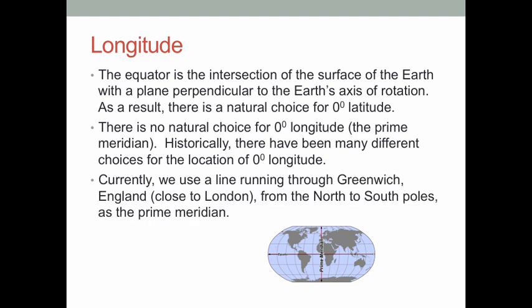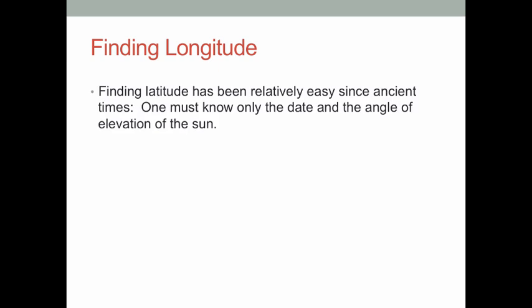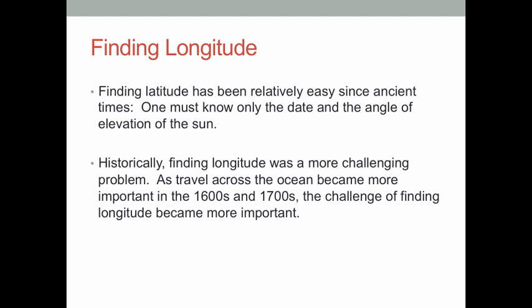So currently, throughout the world, we use a line running through Greenwich, England, which is close to London, from the north to the south through England as our prime meridian. So finding latitude has been relatively easy since ancient times. You only have to know the date and the angle of elevation of the sun. But historically, finding longitude was a much more challenging problem. But as travel across the ocean became more important in the 1600s and 1700s, the challenge of finding longitude became more important.